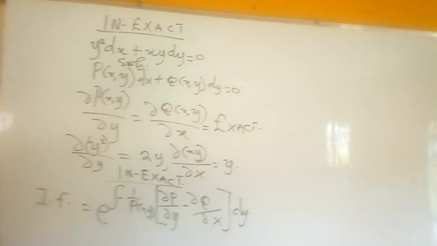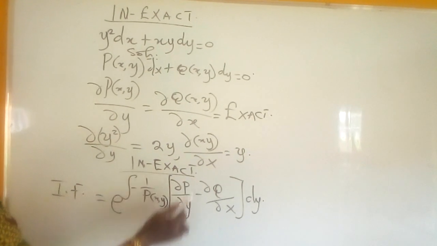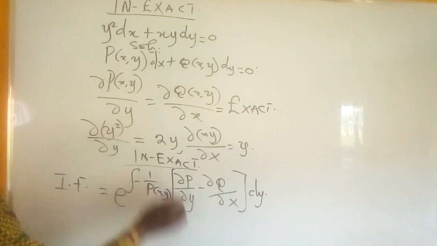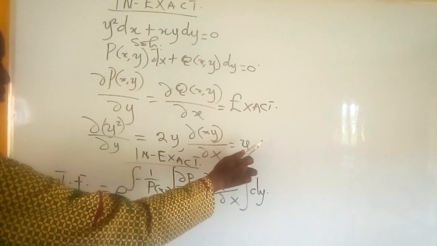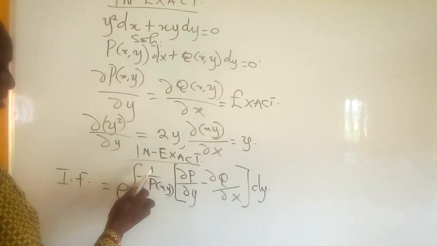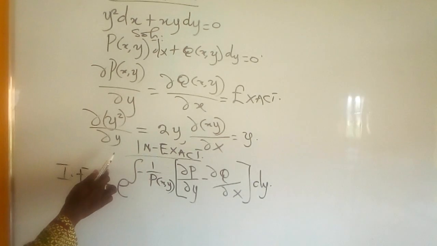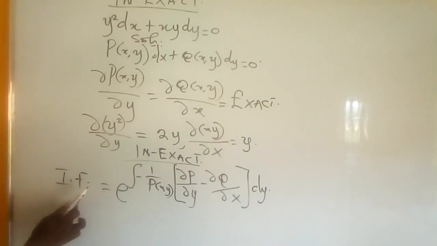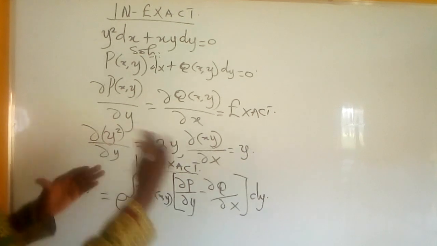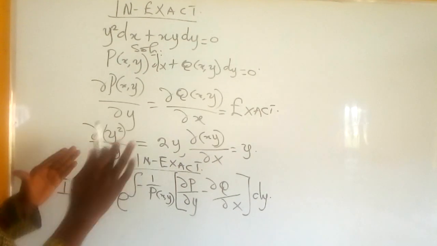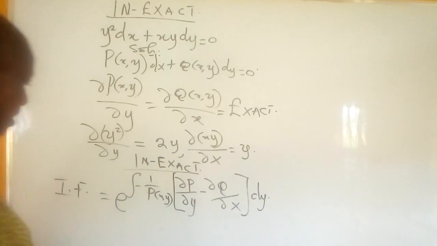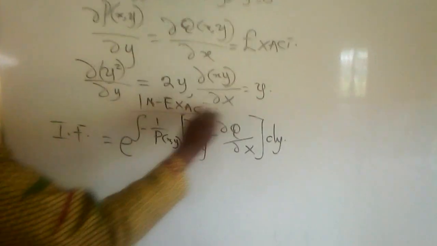But because the value for partial p, partial y is 2y, and partial q, partial x is y variables, we use this formula. Take note, the minus can be outside. This is the integrating factor, and once it is used, you multiply this equation by it, and the initial equation becomes exact.